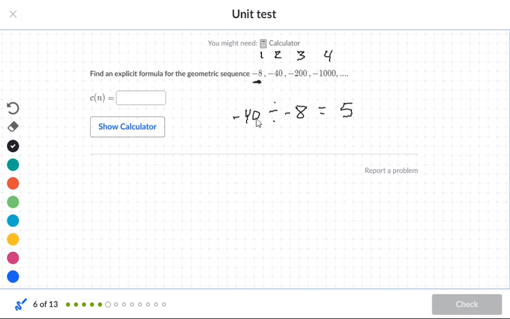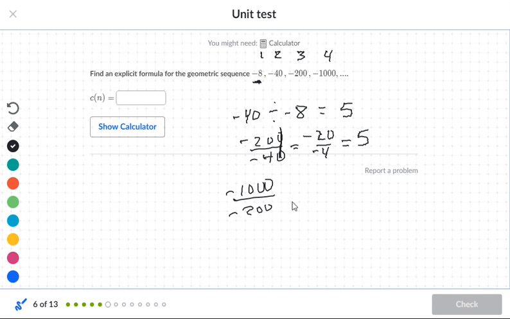Now we can take the negative 200 and divide it by the negative 40. There's a trick here with the zeros: you can cross out 0 for 0. So now you're looking at negative 20 over negative 4, which is also a positive 5, so it works there. Now the last one, you have negative 1,000 over negative 200. You can cross out these zeros, so what you have left is negative 10 over negative 2. Negative 10 over negative 2 is positive 5.